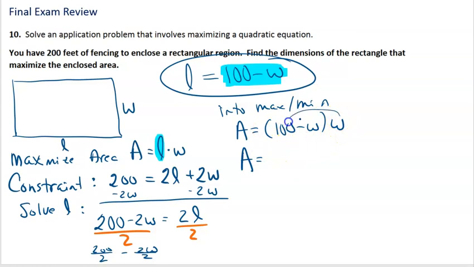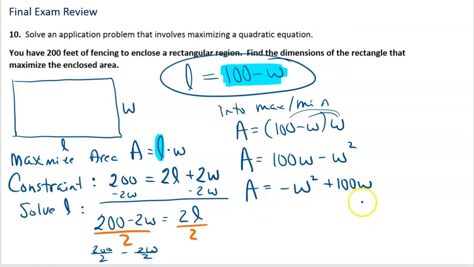So I distribute the W inside. That's 100W minus W squared. I can write that in descending order, which is minus W squared plus 100W. And I'm supposed to maximize it. Now what I'm trying to do is to find the maximum or the minimum of this. It's the maximum of this. Now to do that, you need to find the vertex. Y'all remember how to find the vertex?